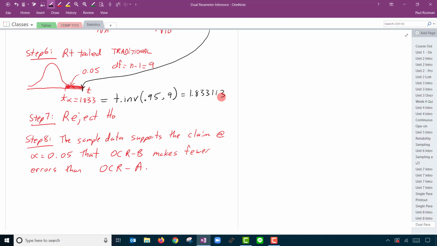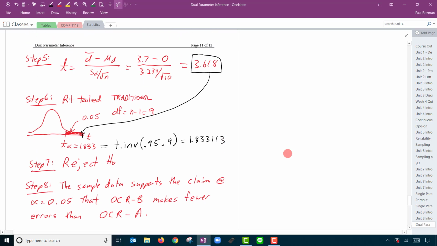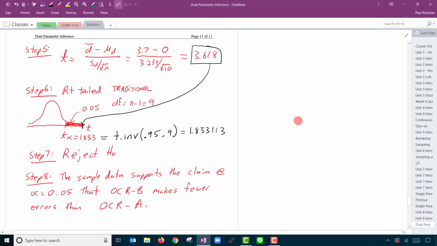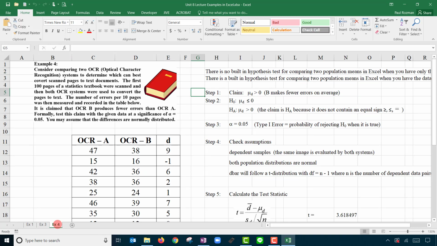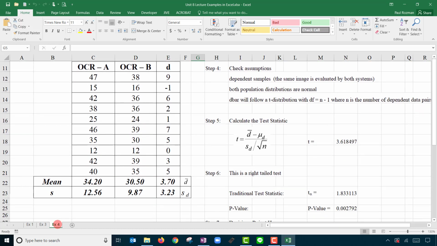If you prefer the p-value method over this, we would just find the area to the right of 3.618. Why don't we do that in Excel? So doing this in Excel, we have this example here. I copied and pasted the question in. I copied and pasted the data in.